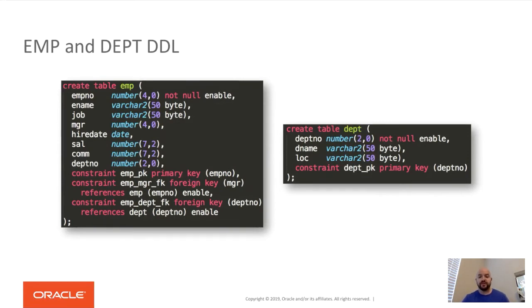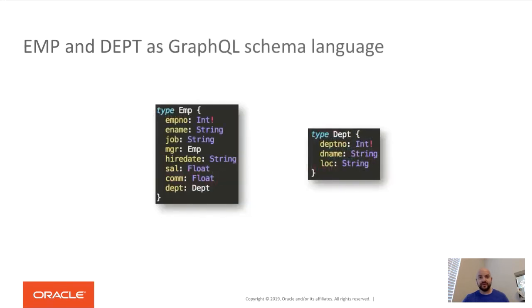The way this would look in GraphQL schema language is like this. So similar, but actually a lot simpler. This is what I mean by it's easier for front-end devs to learn than it would be for something like SQL. So here you can see we're creating a type called emp. You can see its attributes and their simple data types.